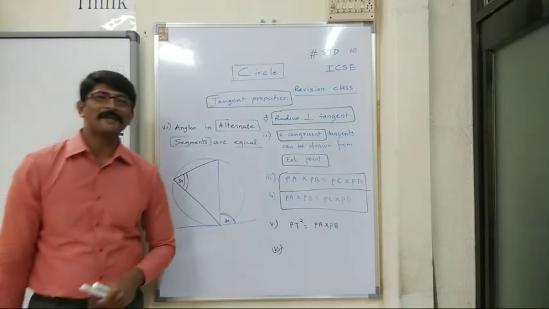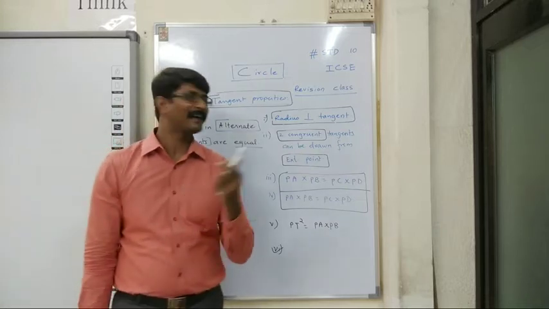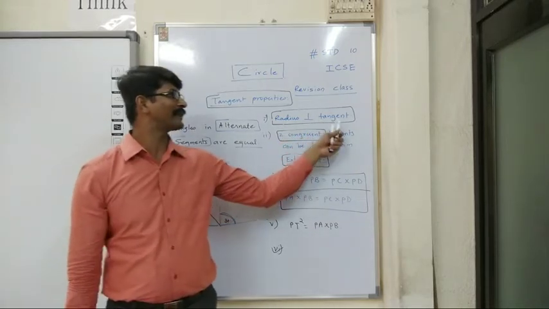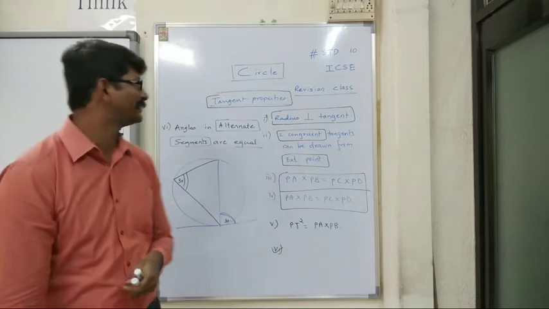So Jainab Ranavat is here. So what is radius? I had already taken over here. Radius is perpendicular to tangent. So Jainab, are you getting what radius is?